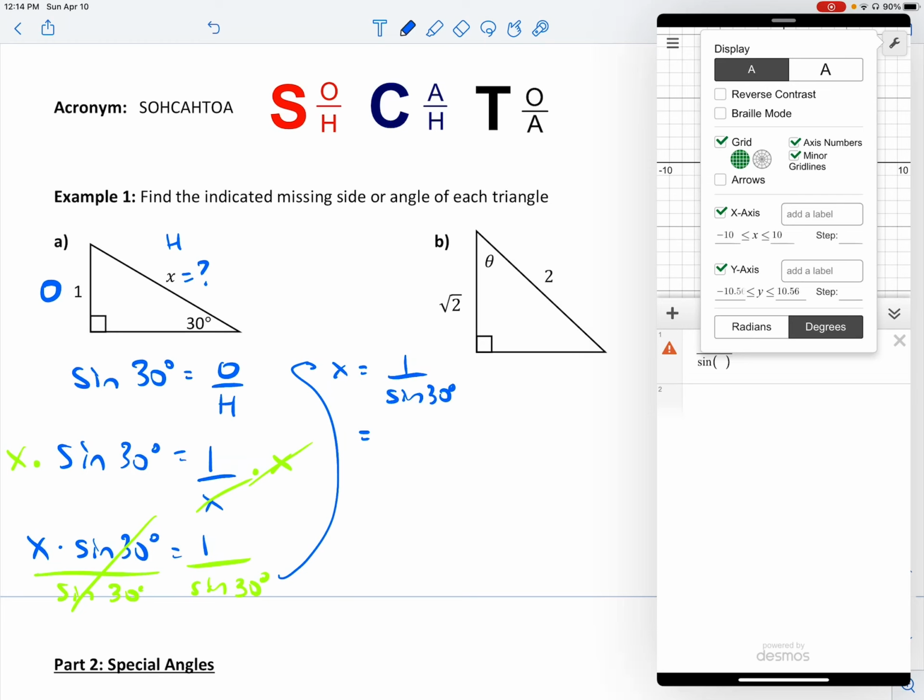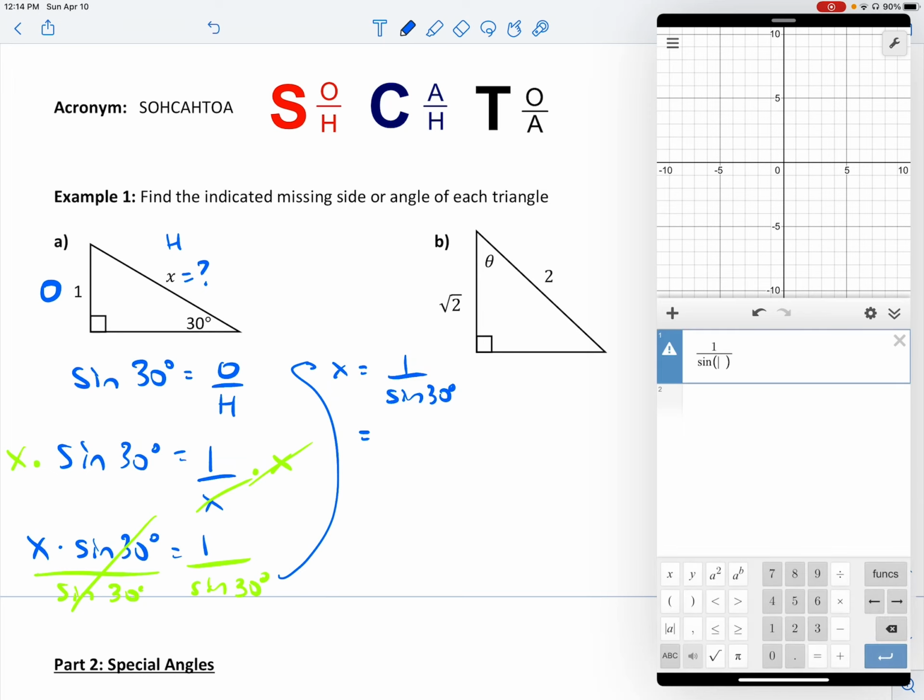So, okay, let's put our angle in, 30. So 1 divided by sine of 30 works out to a clean 2. All right, so that actually means this side length here is 2. So it's kind of cool. We have a 30-degree triangle, and this side length is 1. The hypotenuse is actually twice the size of the opposite.